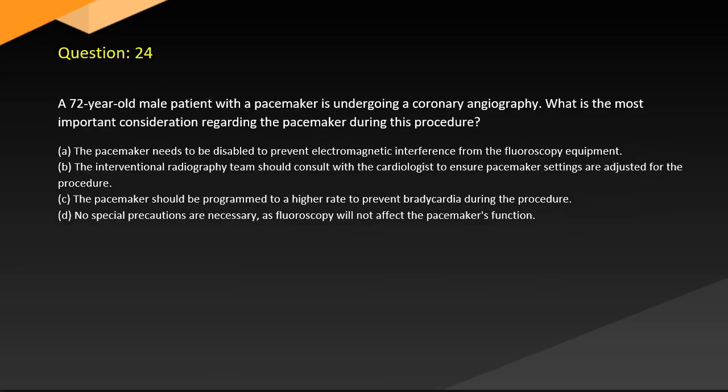Question 24. A 72-year-old male patient with a pacemaker is undergoing a coronary angiography. What is the most important consideration regarding the pacemaker during this procedure? A. The pacemaker needs to be disabled to prevent electromagnetic interference from the fluoroscopy equipment. B. The interventional radiography team should consult with the cardiologist to ensure pacemaker settings are adjusted for the procedure. C. The pacemaker should be programmed to a higher rate to prevent bradycardia during the procedure. D. No special precautions are necessary as fluoroscopy will not affect the pacemaker's function.